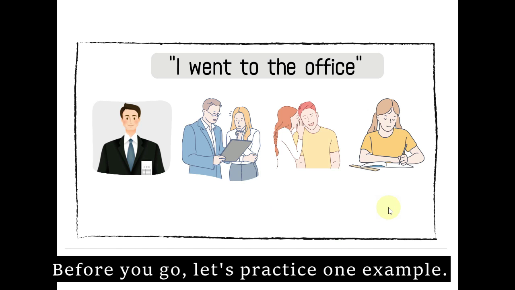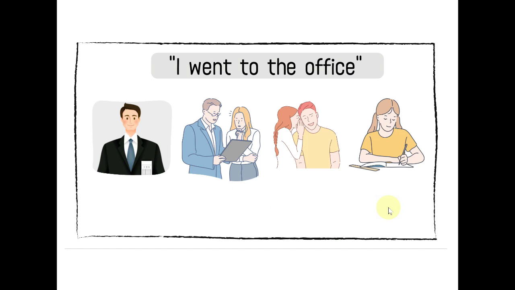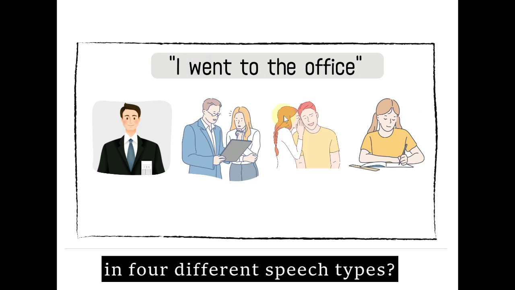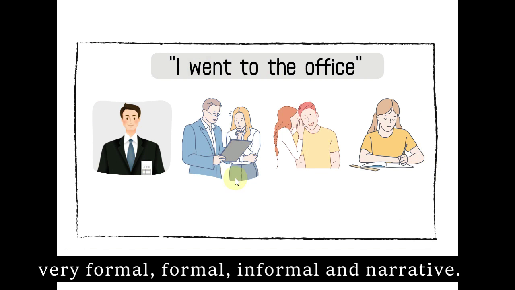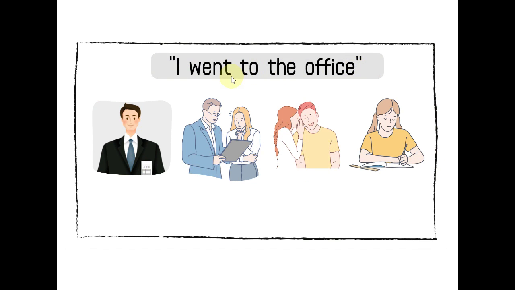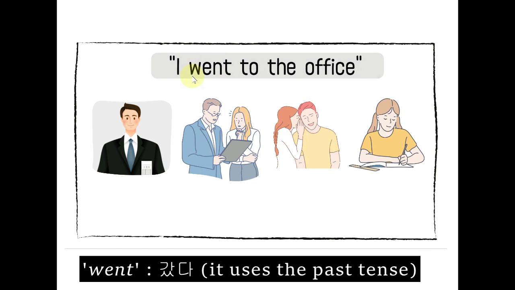Before you go, let's practice one example. How do you say I went to the office in 4 different speech types? Very formal, formal, informal, and narrative version. To the office means 회사에. Went, it uses past tense, 갔다.